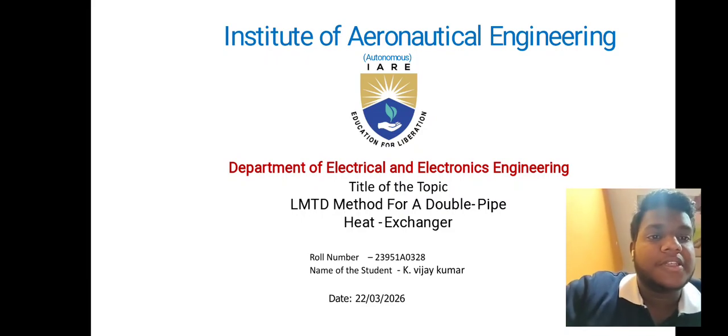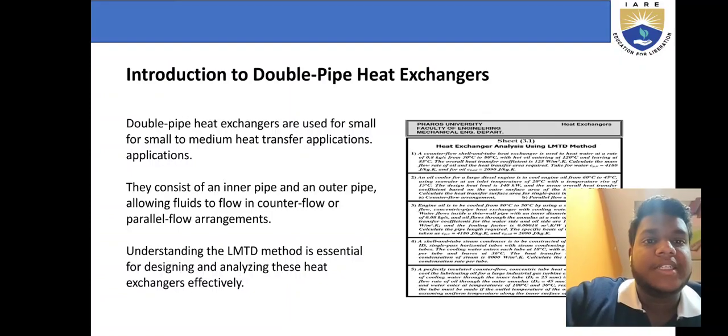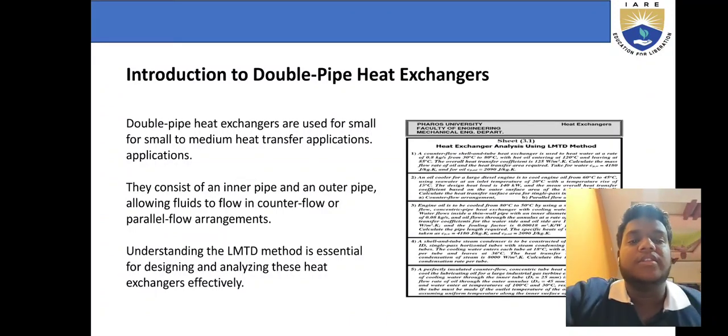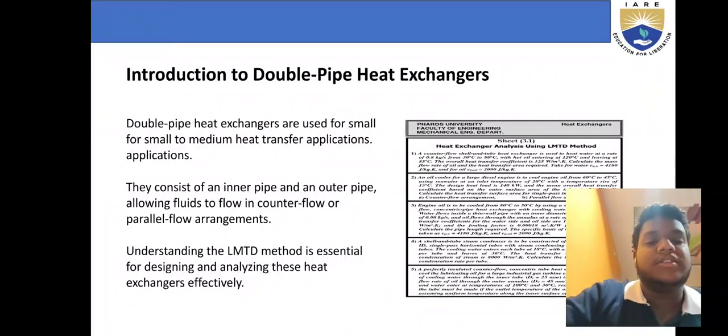Today, my topic is about the LMTD method for a double pipe heat exchanger. Introduction to double pipe heat exchangers. Double pipe heat exchangers are used for small to medium heat transfer applications. They consist of an inner pipe and an outer pipe, allowing fluids to flow in counterflow or parallel flow arrangements. Understanding the LMTD method is essential for designing and analyzing these heat exchangers effectively.